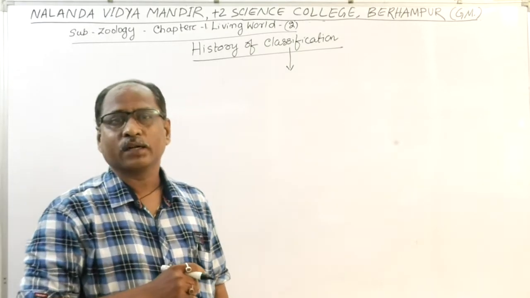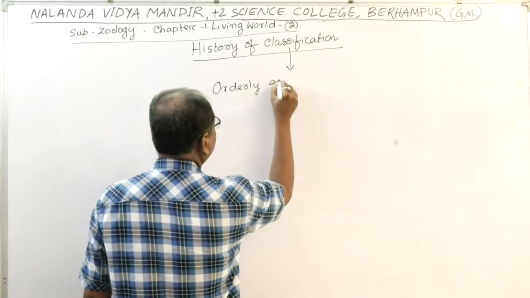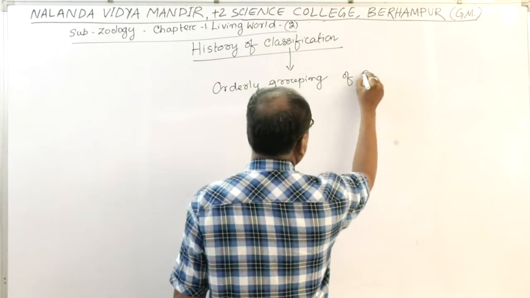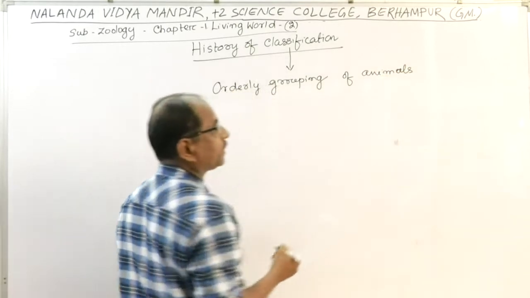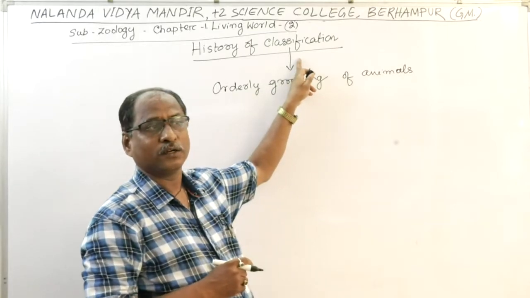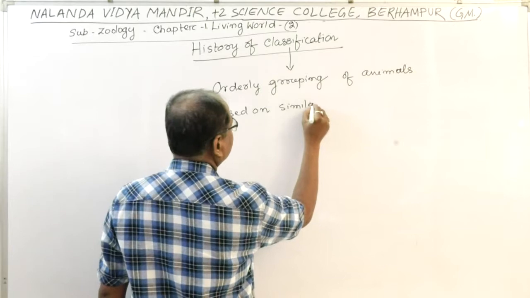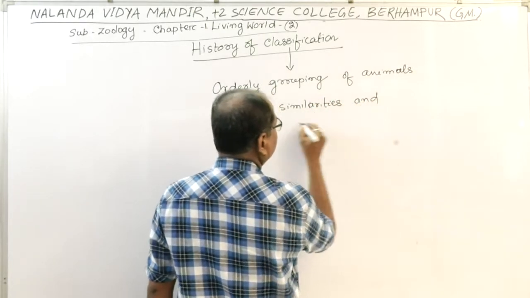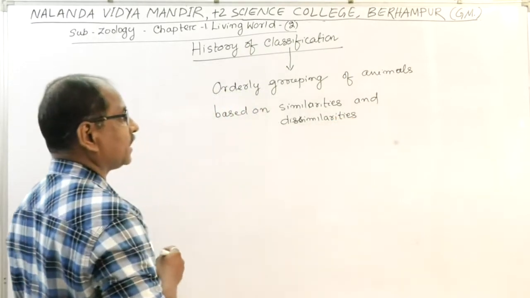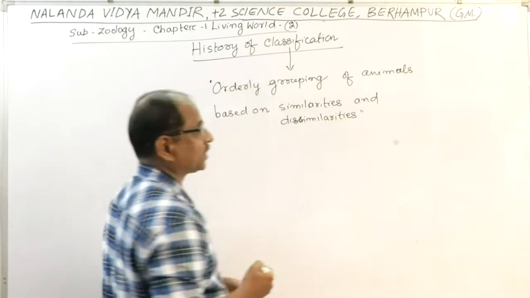Classification, which in Odia is called vargikaran, is the orderly grouping of animals. Simply, grouping of animals is the classification, but it is based on similarities and dissimilarities. Similarities and dissimilarities is said to be a classification. So what is the classification?